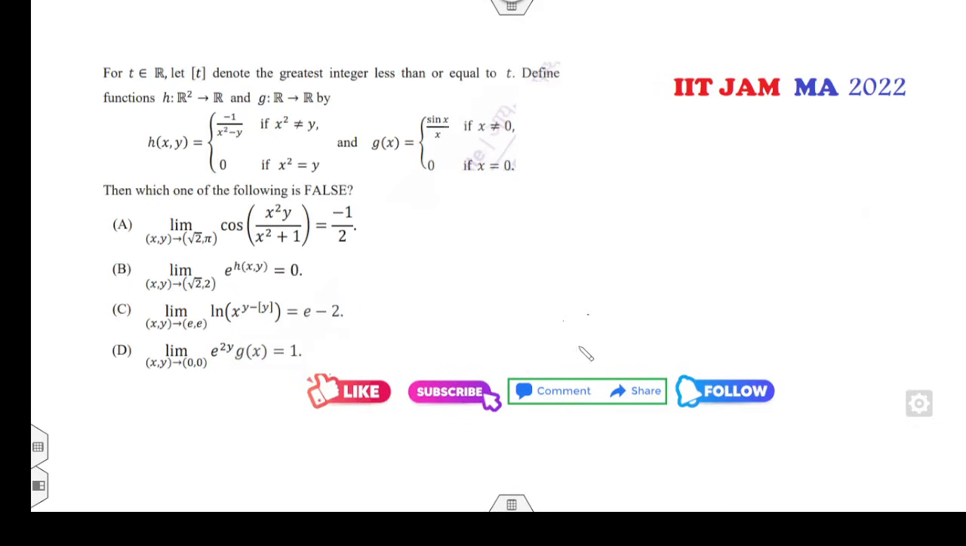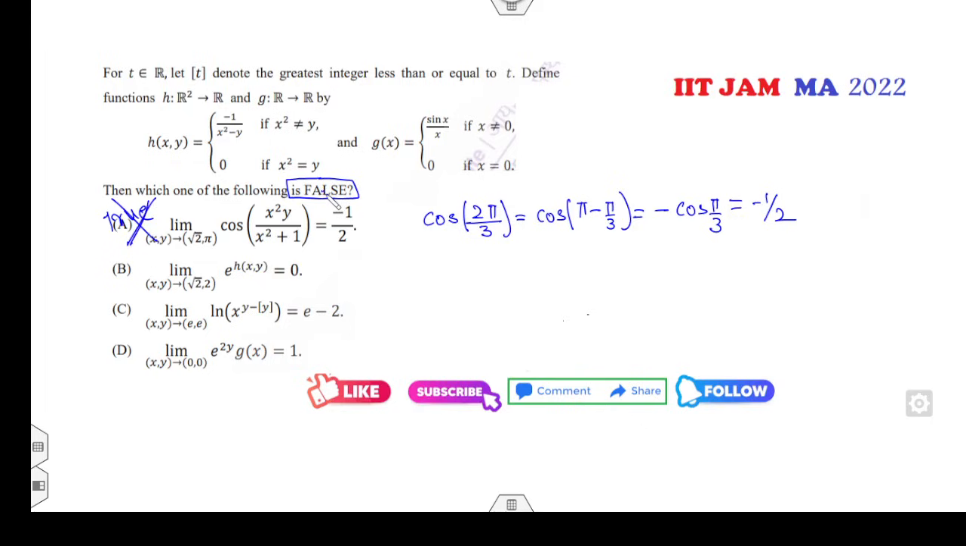Okay, look at this another one. Which of the following statements is false? Okay, so if I substitute the direct value, firstly cos of 2 pi divided by 3, so that will be cos of pi minus pi over 3, which is minus cos of pi over 3, so that is minus half. So the first statement is a true statement, and we need a false statement. They are talking about hx. Okay, they are talking about gx.